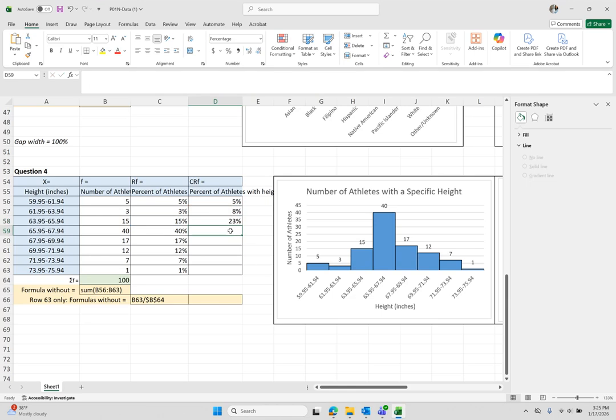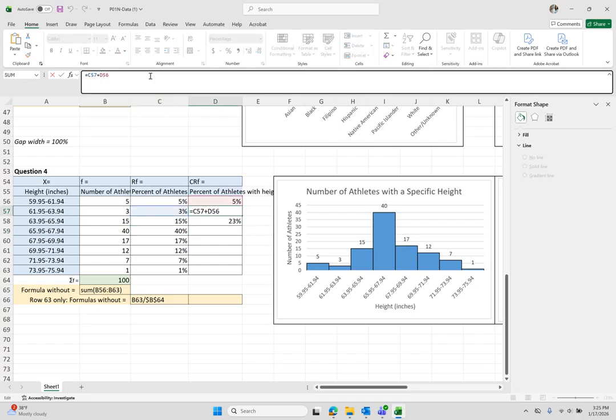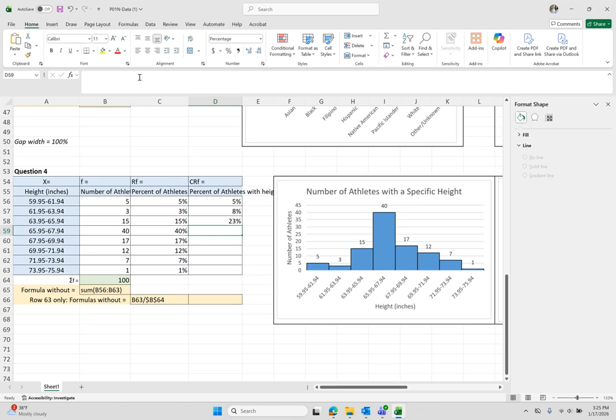For the next box, I will have to add whatever percent of athletes is in the current category plus whatever cumulative relative frequency I have calculated before. So this is always what's happening. When I am in the second row, I have added the percent of athletes in the current category and the cumulative relative frequency above me. When I was in the third row, the percent of athletes in the third category plus the cumulative relative frequency above me. And this pattern moves with my cell. As I move one row below, it moves also one row below.